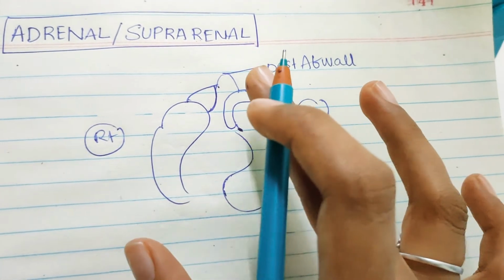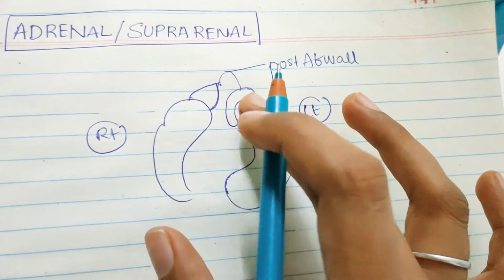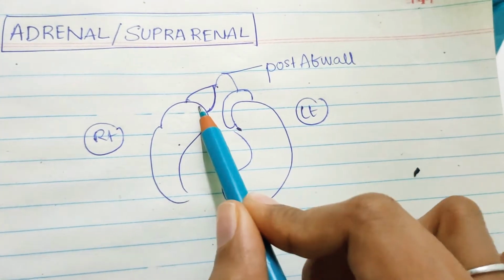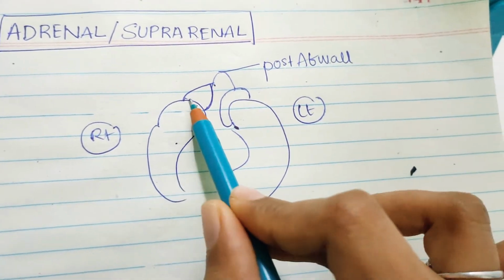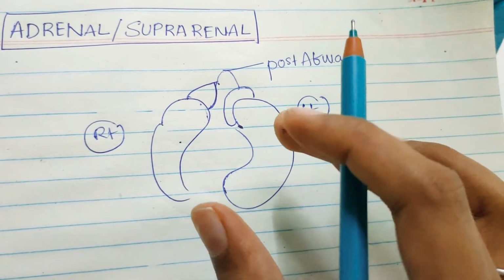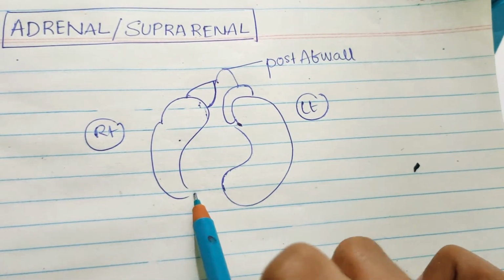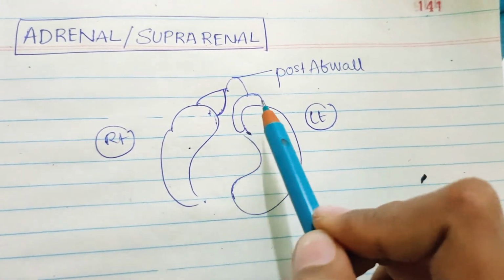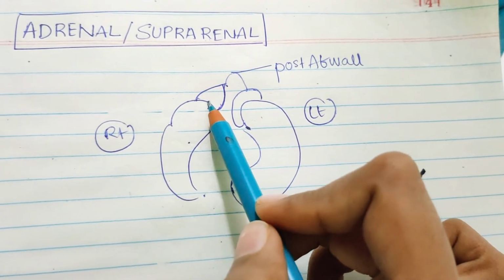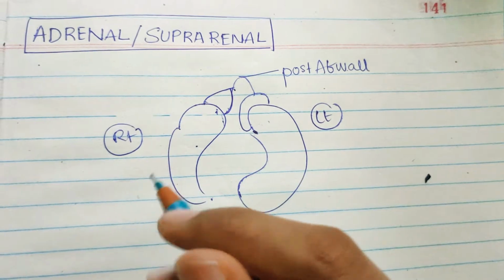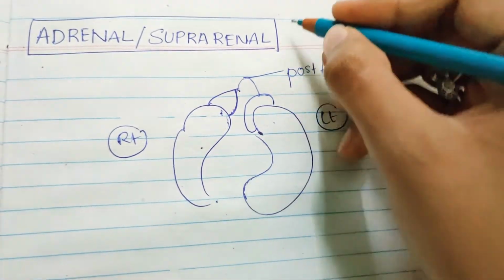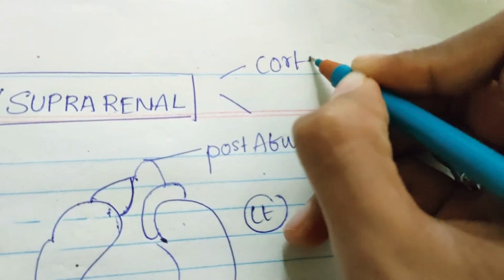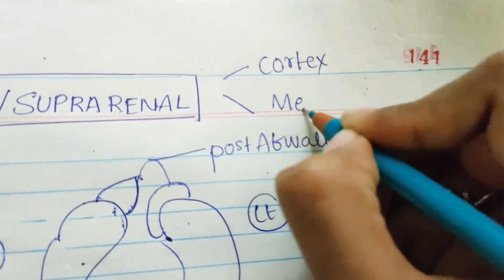This is present in the posterior abdominal wall, and it is present at the upper pole of kidney. You can see this is the upper pole of kidney. We have divided the kidney into upper pole and lower pole. At the upper pole of kidney, you will find the suprarenal glands. The suprarenal glands are in turn divided into cortex and medulla.